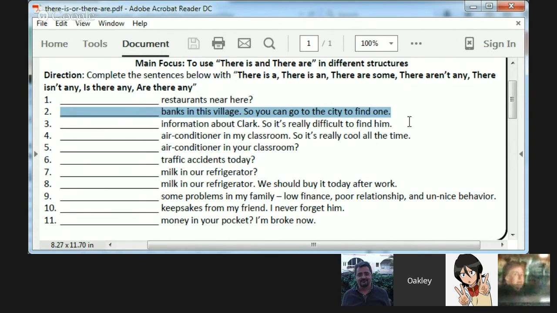There aren't any banks in this village, so you can go to the city to find one. Very good. You are correct, sir. There aren't any. Thank you. All right. Okay, the regular statement, but negative. Again with any. Okay, terrific. Ken, on number 3.